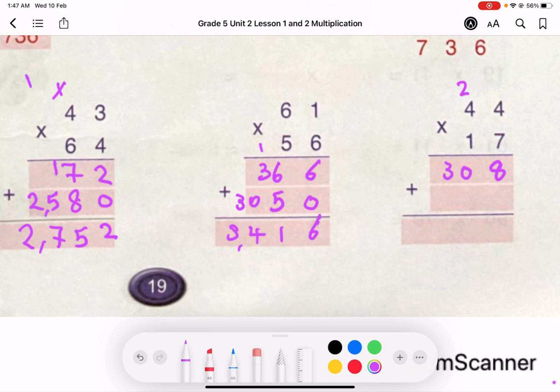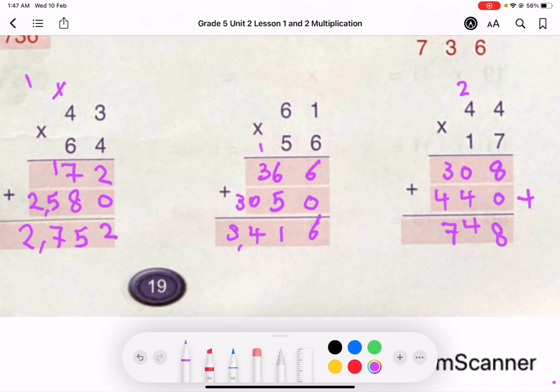Now we are going to multiply the tens. Because we are multiplying the tens, you should put 0 here. Okay? Then you will say 1 by 4, 4. 1 by 4, again 4. Add 8, 4, 7. The product for 44 multiplied by 17 is 748.